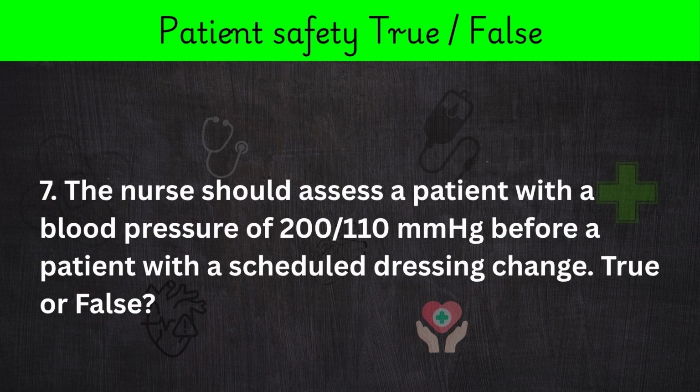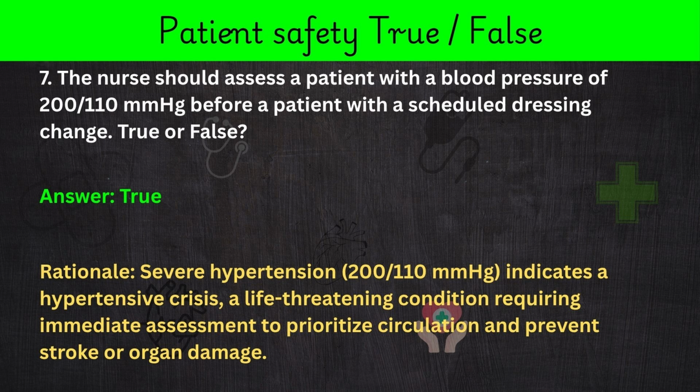7. The nurse should assess a patient with a blood pressure of 200/110 mmHg before a patient with a scheduled dressing change. True or false? Answer: true. Rationale: Severe hypertension, 200/110 mmHg, indicates a hypertensive crisis, a life-threatening condition requiring immediate assessment to prioritize circulation and prevent stroke or organ damage.